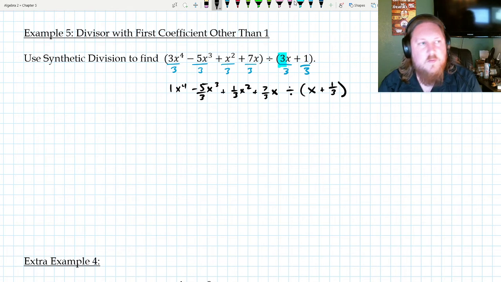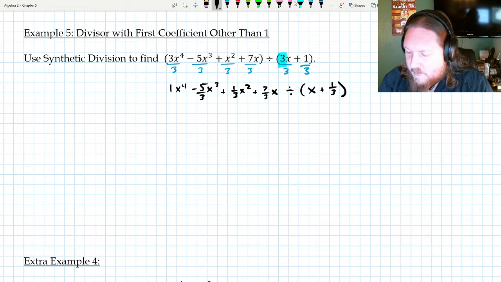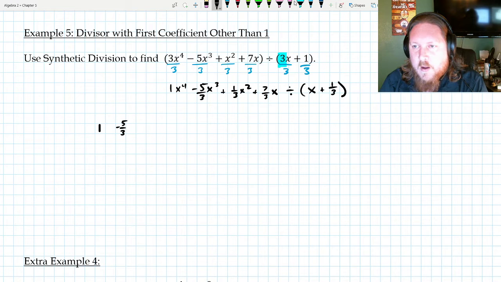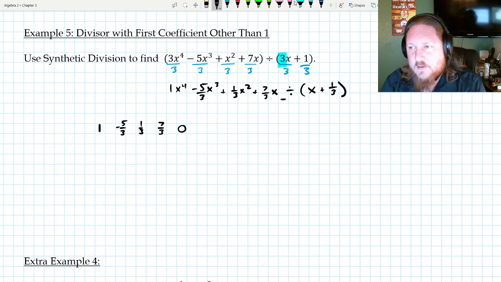Now I have myself a divisor that has a coefficient of 1, so I can use the same process I did before. So I start off with my x to the fourth term. Its coefficient is 1. X cubed is negative 5 thirds. X squared is 1/3. 7 thirds for the linear part, and I notice here there's no constant, so I have to put a 0 down for the constant.